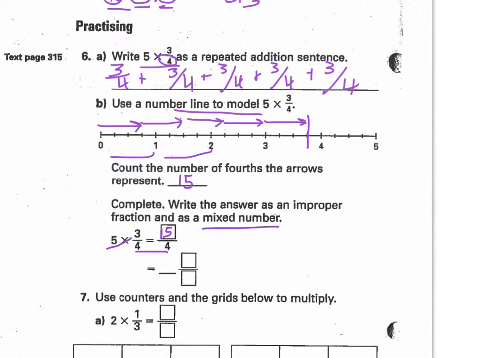Now, as a mixed number, I can do it 2 ways. I can change my improper fraction, or I can just look at the number line. I know there are 3 wholes and another 3/4. How many times does 4 go into 15? It goes 3 times. 3 times 4 is 12. There's 3 left over. The answer is 3 3/4.